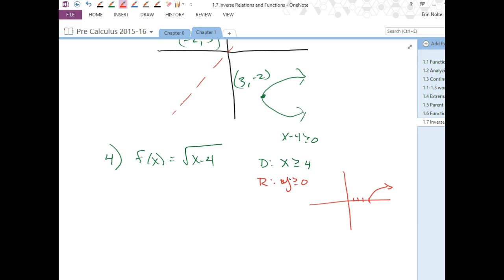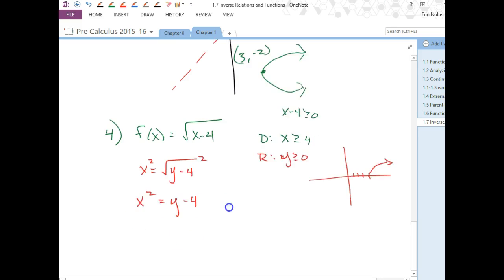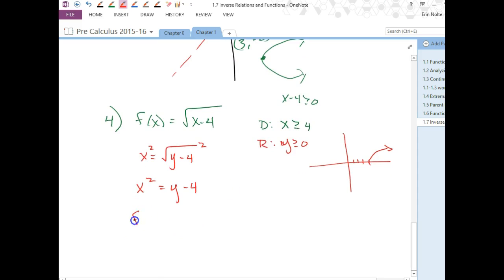Okay, so now what I'm going to do is my algebra to find the inverse of this function. So how do I find the inverse? I switch the x and the y, and I'm going to solve for y. So what's my first step? Square. So x squared is equal to y minus 4. And then I add 4. So my inverse is going to be x squared plus 4.